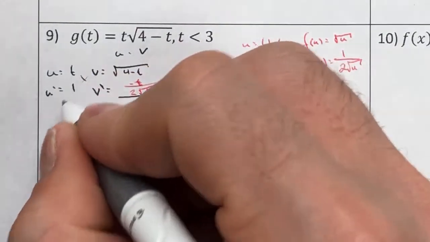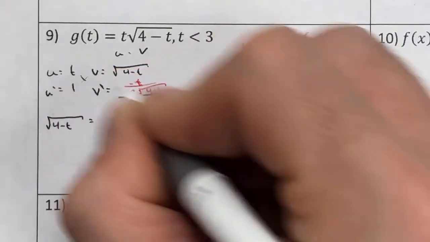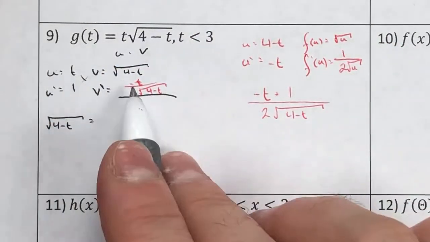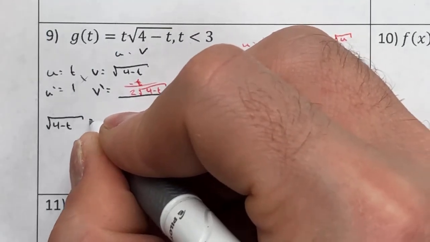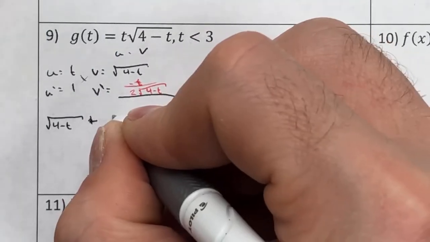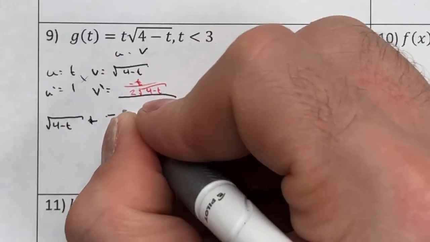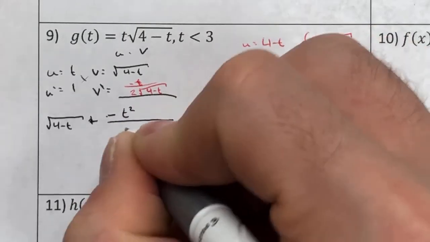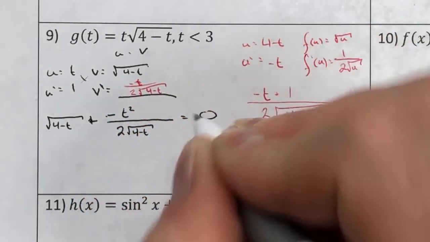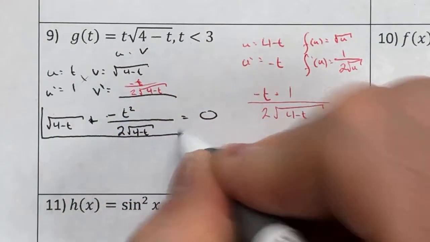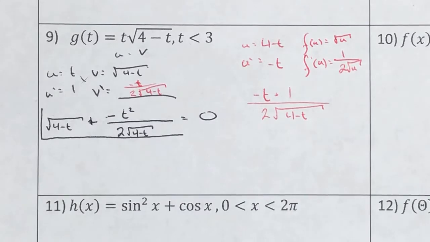So v u prime, so times 1, so it's going to be the square root of 4 minus t, plus the product of these two. So I'm going to multiply these two together. So negative t times 1 over 2 square root of 4 minus t gives negative t all over 2 square root of 4 minus t. This is the derivative. We're going to set this equal to 0 and solve.